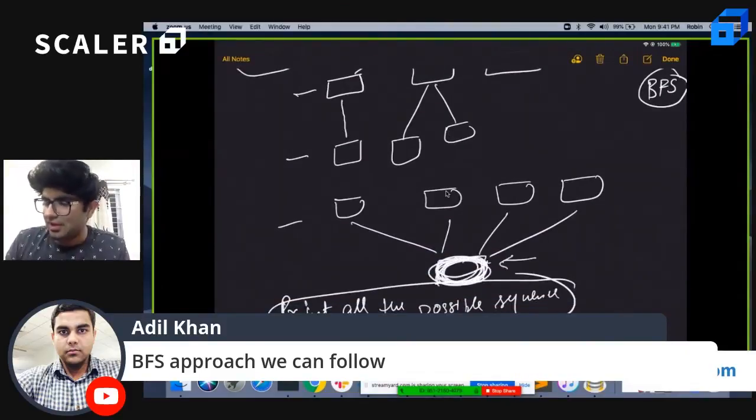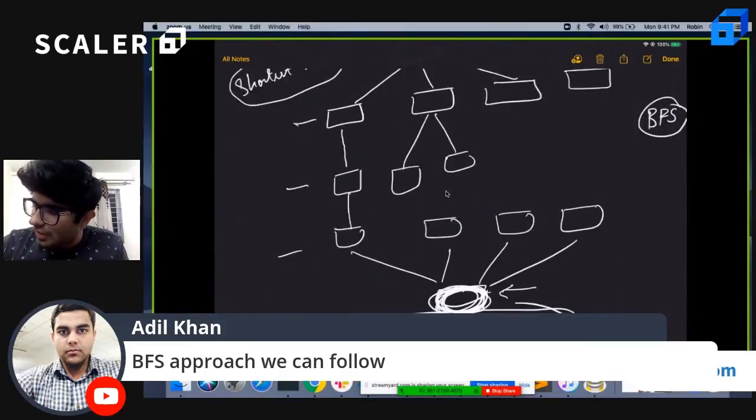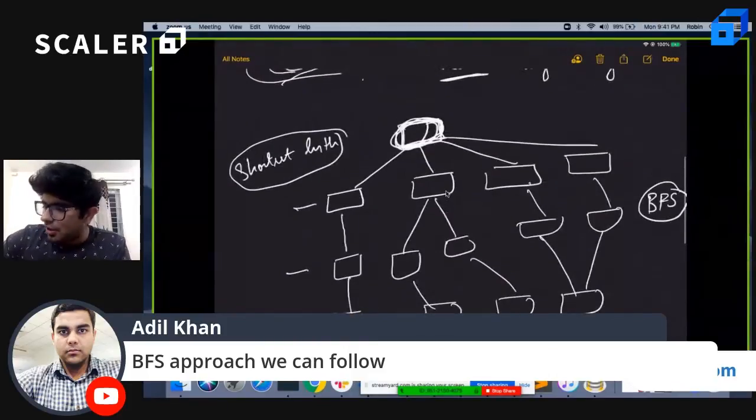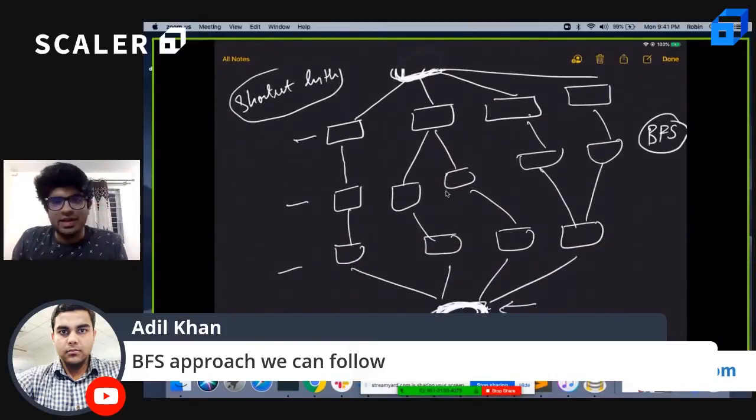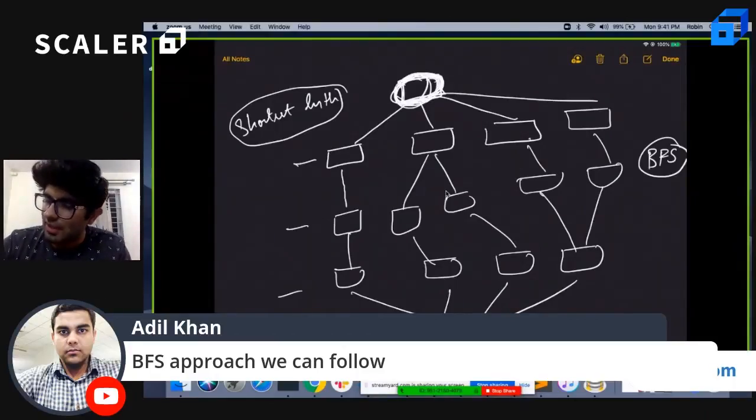When I end up here, I can build some sort of graph that will eventually be something like this. If I am able to build that sort of graph, then I'm done. The question then becomes really simple. If I'm able to build that sort of graph, then from here to here or here to here, I need to just figure out all the possible paths, because eventually all the paths will make me here.